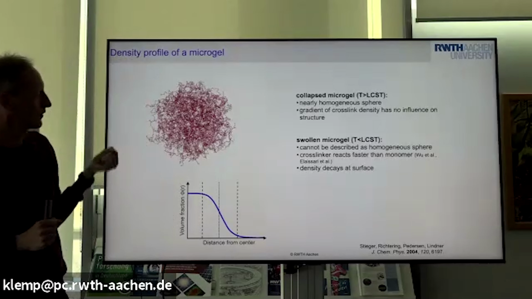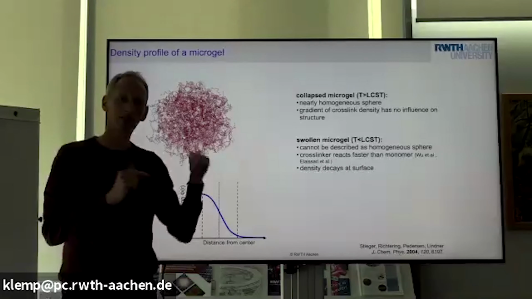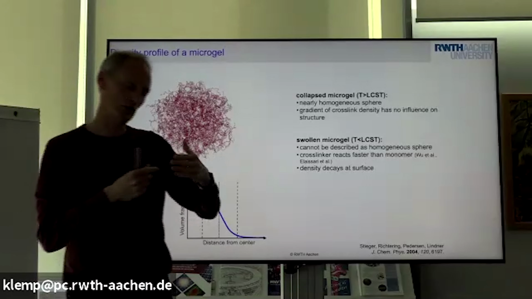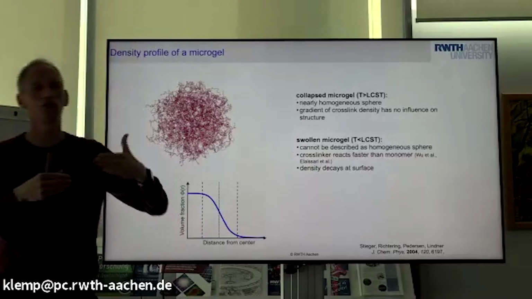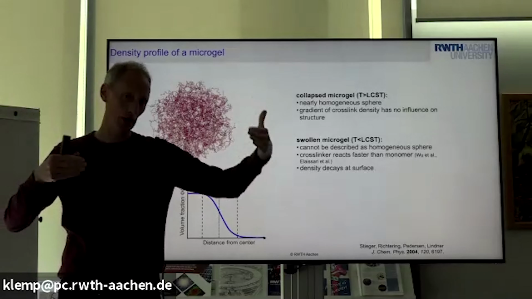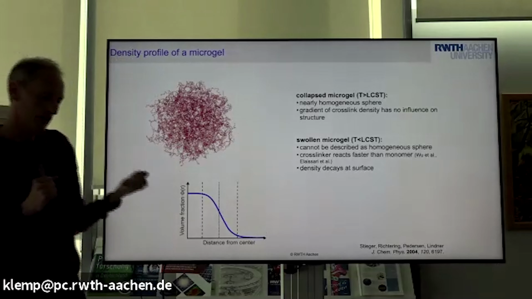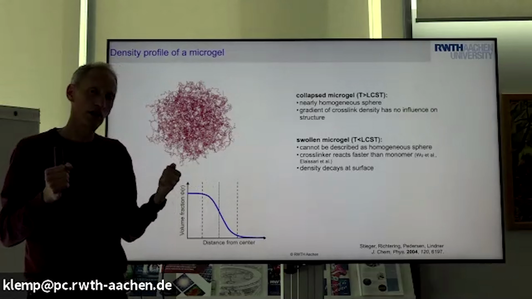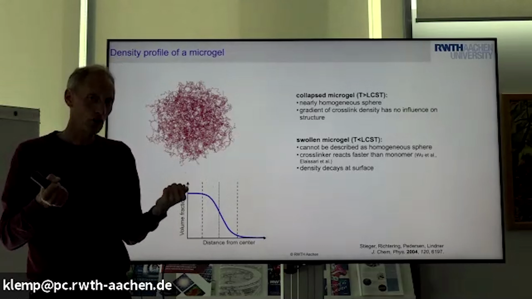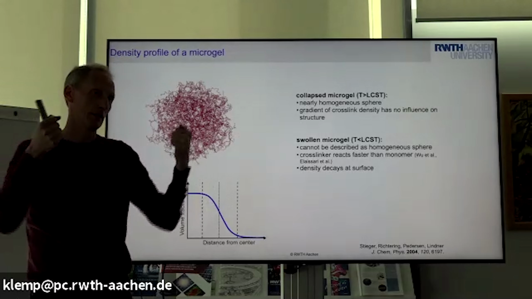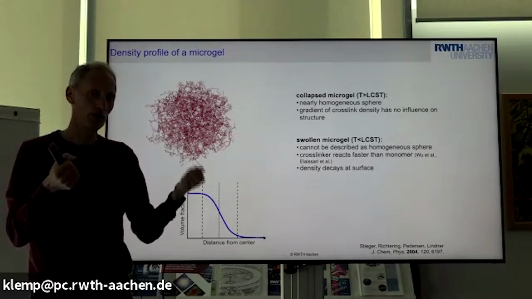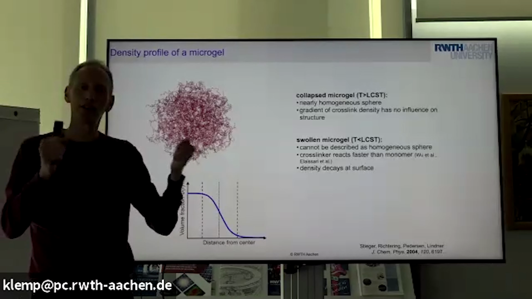Now the chemical reason for that is that the crosslinker reacts faster than the monomer during the reaction. So it's consumed faster and we have less and less crosslinks available the further the particle grows. But the nice thing is it makes this microgel well defined in terms of it's a cross-linked system, a cross-linked object, but the surface is fuzzy.